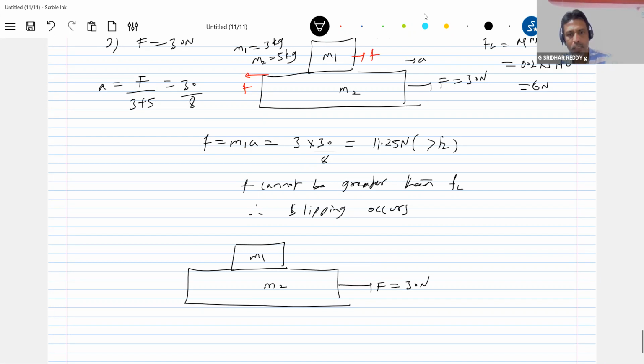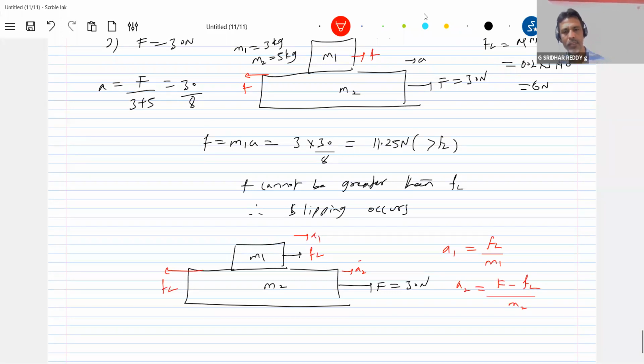F equal to 30 Newton. Here, limiting friction will act. I didn't give the mu k value, no? Just show FL. They will have different accelerations. a1 equal to FL by M1. a2 equal to F minus FL by M2. Got the idea, no? This is the numerical approach.